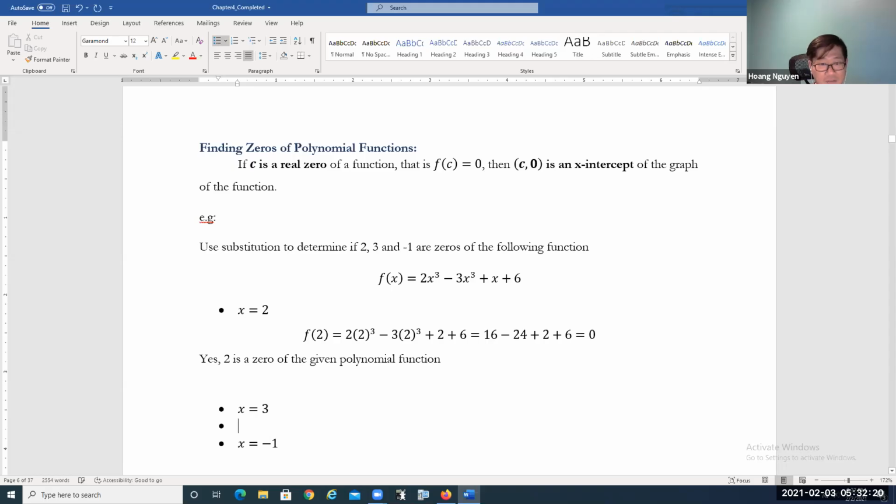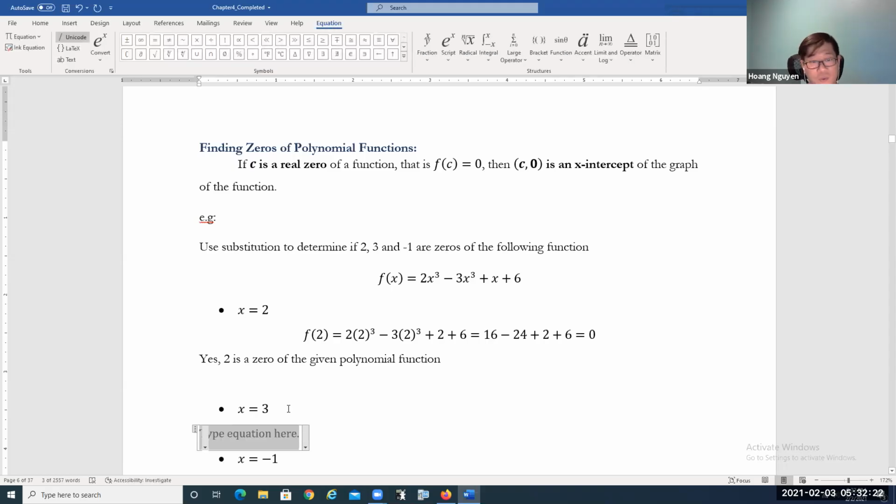Okay. Now let's try the second value together. So here, everyone, f of 3. So we can evaluate f of 3. It's going to be 2 times 3 to the power 3, minus 3 times 3 to the power 3, plus 3 and plus 6. So 3 to the power 3 is 27. 27 times 2 is 54. Minus 3 to the power 3 is 27. 27 times 3 is going to be 81.